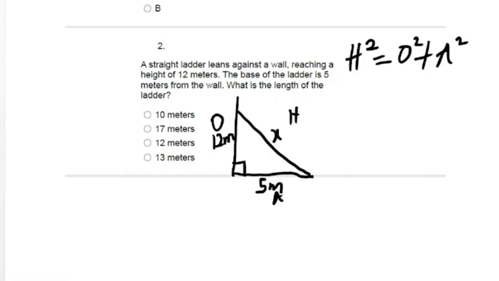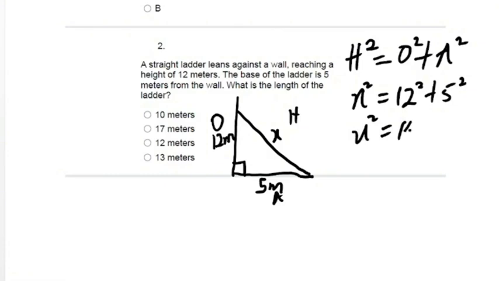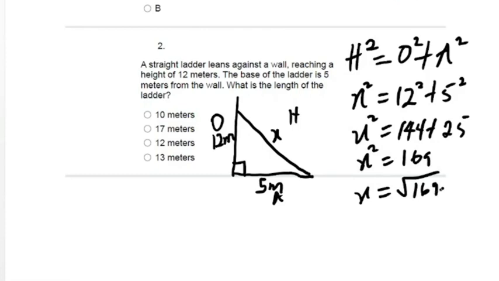Adjacent squared. So hypotenuse squared is x squared, then 12 squared plus 5 squared. So that means x squared equals 144 plus 25. That means x squared is equal to 169. Therefore, x is equal to the square root of 169, and that's equal to 13 meters. And that is the last option there. I hope this is very clear.